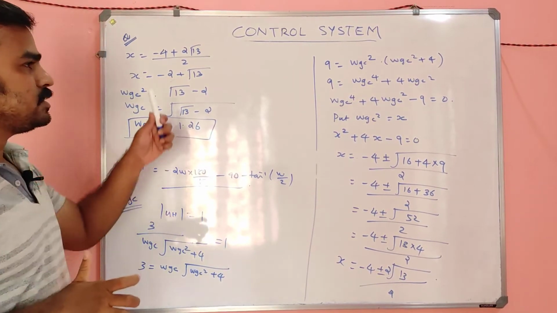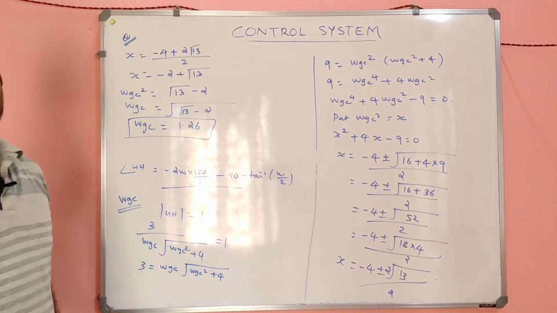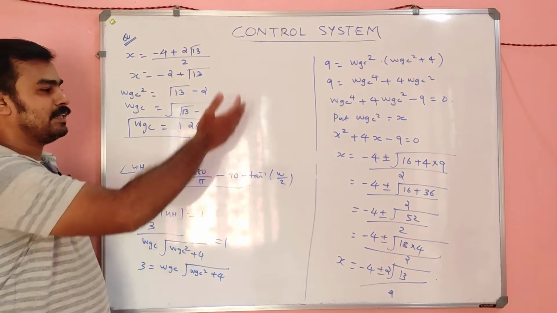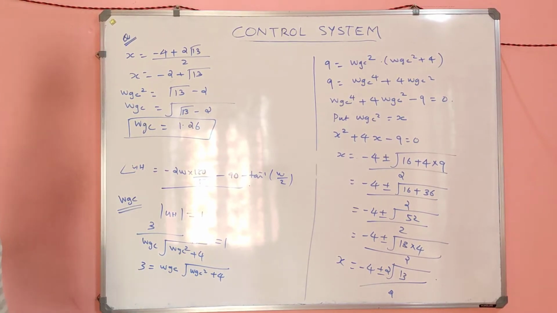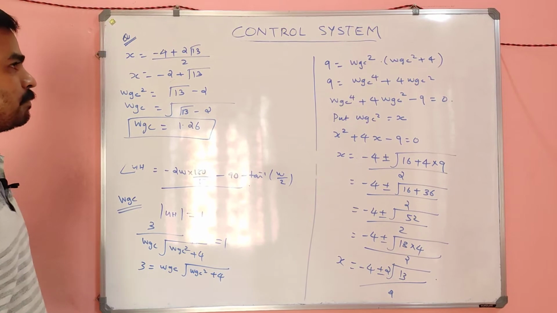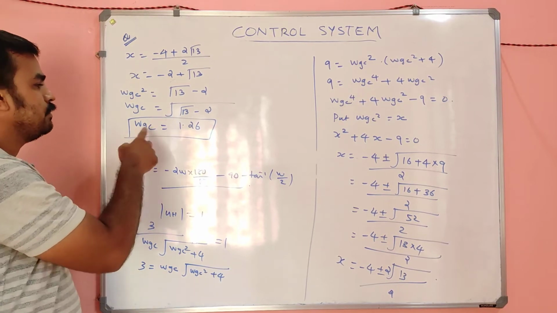See, the answer is not important, but the steps, the method you are thinking, that is very, very important. Where you started and where you are going, how you arrived at the answer, that is the importance of this question. So finally, what do we have to calculate? You found the gain crossover frequency, right?